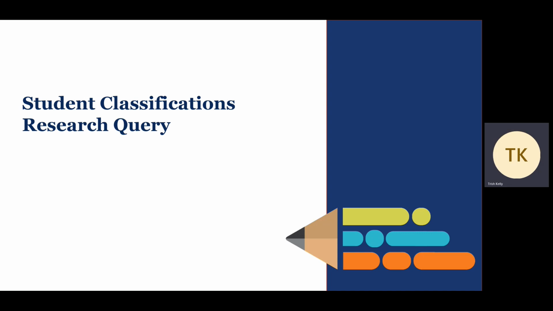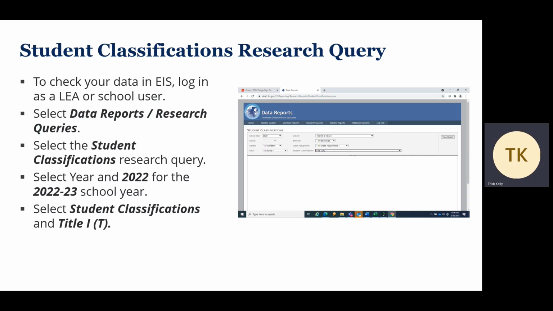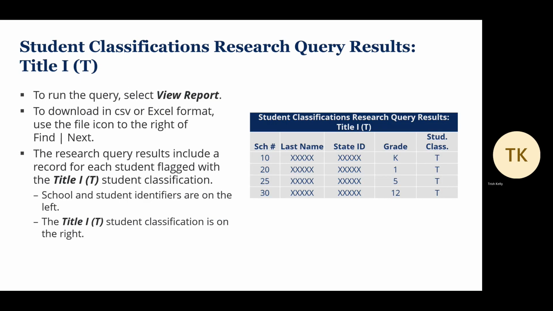Now we'll explore the student classifications research query. First, you will log in to EIS as a school or district user. Next, select Data Reports and Research Queries. From the research query list, select Student Classifications. Select year and 2022 for the 22-23 school year. From the student classifications drop-down list, select Title I T to limit your search to Title I students. To run the query, select View Report.